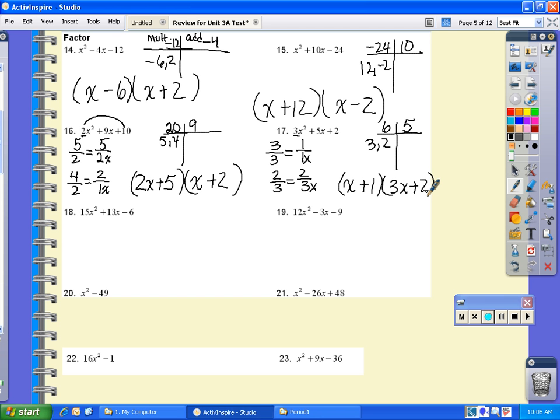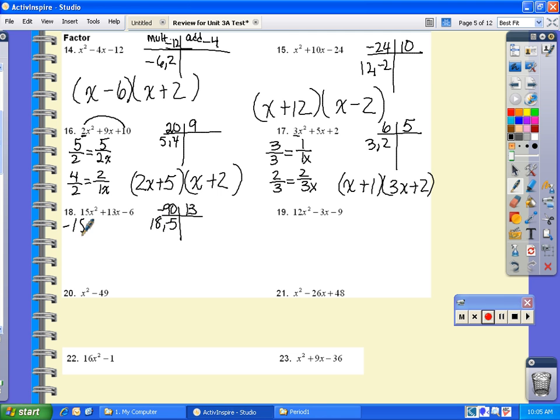For number 18, you want to do the same thing. Two numbers that when I multiply I get negative 90 and when I add I get 13. These might take you a little bit longer to do because there are a lot of multiples of negative 90. It's kind of a larger number. But there are two numbers, 18 and negative 5, that work for this.